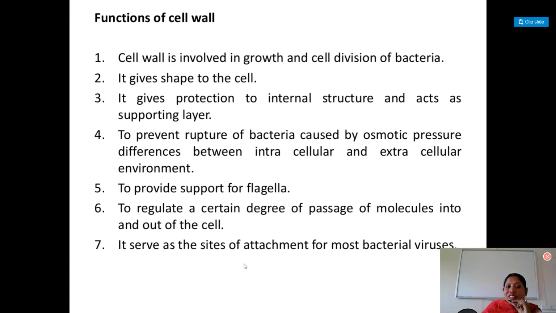Let us go with the function of cell wall. Cell wall is involved in growth and cell division of bacteria. It gives shape to the cell. It gives protection to the internal structure and acts as a supporting layer. It prevents rupture of bacteria caused by osmotic pressure differences between intracellular and extracellular environment. It provides support for flagella, because flagella come out of the cell wall itself. It regulates the passage of molecules into and out of the cell. It serves as a site of attachment for most bacterial viruses.